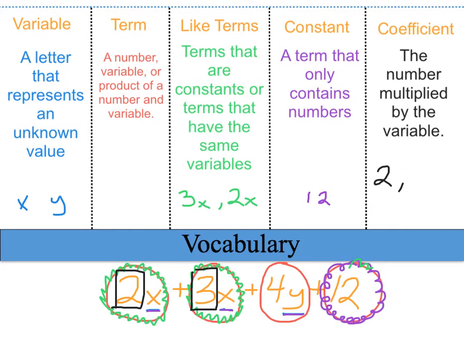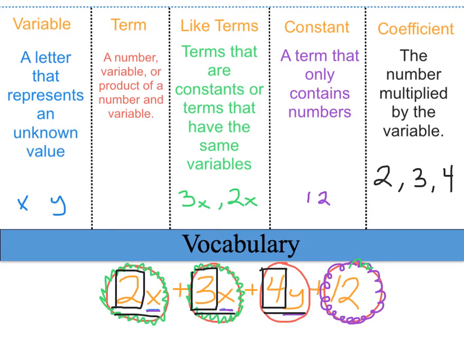And another coefficient that I have would be 4, because the 4 is in front of the variable y. So all of those numbers are being multiplied by the variable. The 2 is being multiplied by the x. The 3 is being multiplied by the x. And the 4 is being multiplied by the y. So all of those are called coefficients because they are in front of the variable.